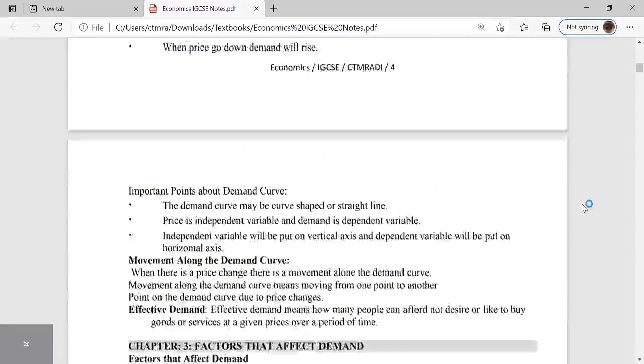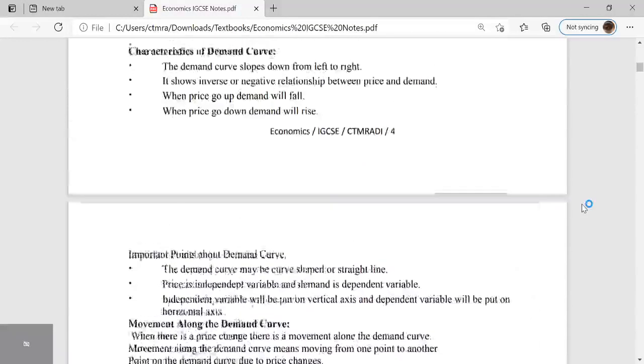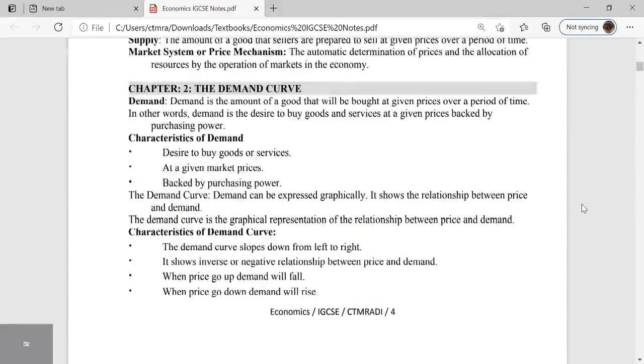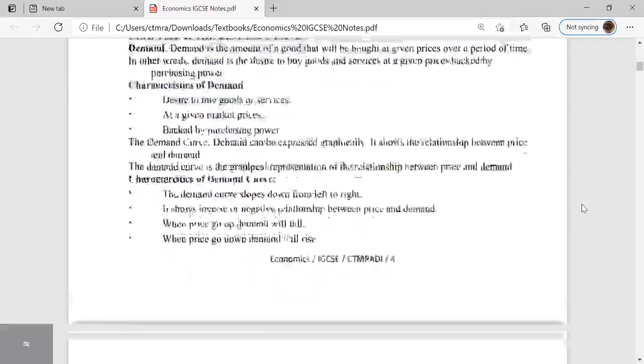Okay, so then we have the demand curve. The demand curve is a downward sloping curve which represents the relationship between demand and price. There is an inverse relationship between price and demand. So when the price rises, demand falls, and when price falls, demand rises.